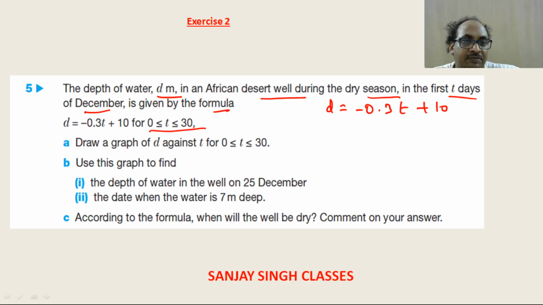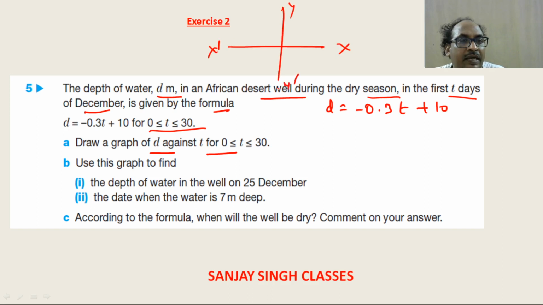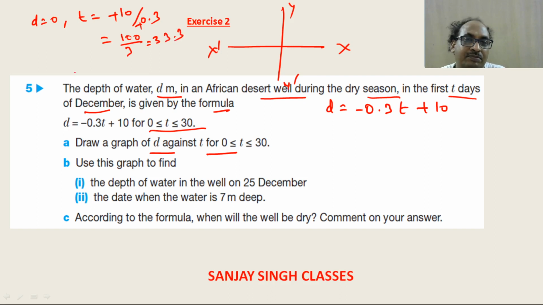T is in days. Now draw a graph of d against t. The same way we will draw, we will go for 2 points. If d is equal to 0, then t is equal to minus 10 by minus 0.3. The minus signs will cancel, it will become 100 by 3, and it is 33.3.